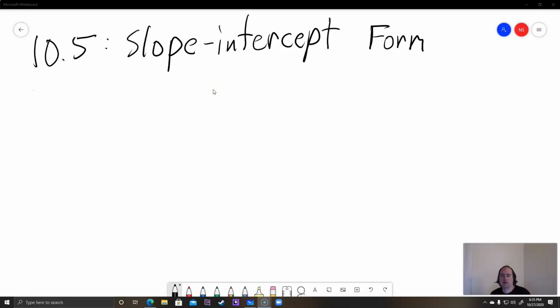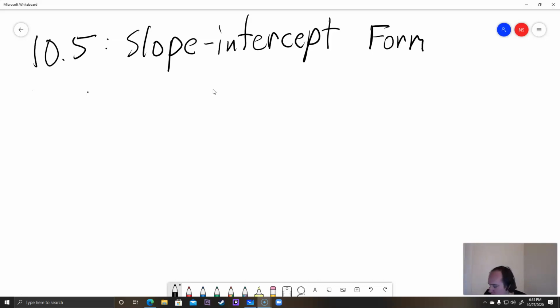Hello, this is a lecture on 10.5 Slope-intercept form. Slope-intercept form is a very helpful equation that you can use to graph a line. And slope-intercept form is pretty famous. It's the form y equals mx plus b. Y equals mx plus b. And it's the equation of a line with slope m and y-intercept (0, b).